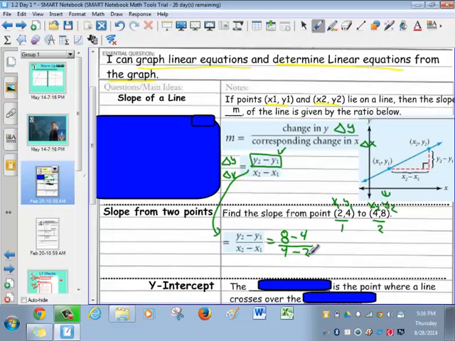Okay? So 8 minus 4, everyone knows that's just 4. And 4 minus 2, everyone knows that's just 2. And 4 divided by 2 is 2. So the slope of the line between these 2 points is 2. And that's how you can find the slope of the line given 2 points. You just use the formula for slope that was given right up here.